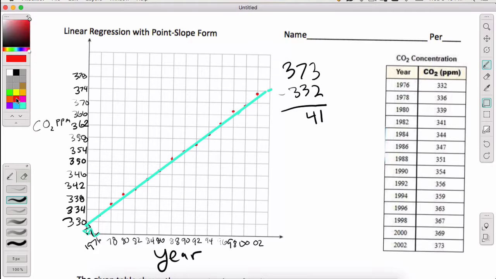But now if I'm going to find the slope of the line, I need to choose a couple points that are definitely on the line. So I think this point, 1984, that's definitely on the line. And I can find this other point, 1996. Yeah, that's definitely on the line. And I have those two points here. In 1984 there were 344 parts per million, and in 1996 that had risen to 363 parts per million.